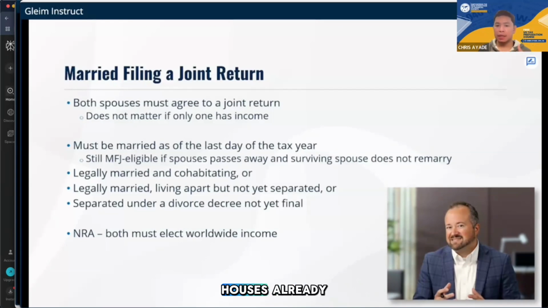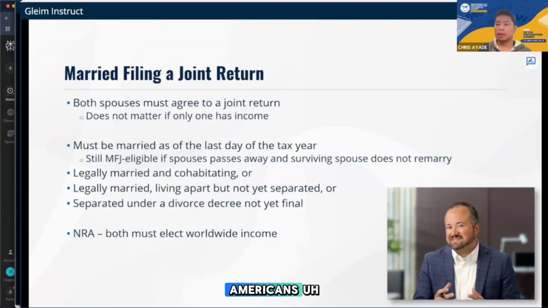They live in different houses already, but they want to maximize their deduction, then they can file married filing jointly. They can choose to file married filing separately, though, if they want. That's an option.